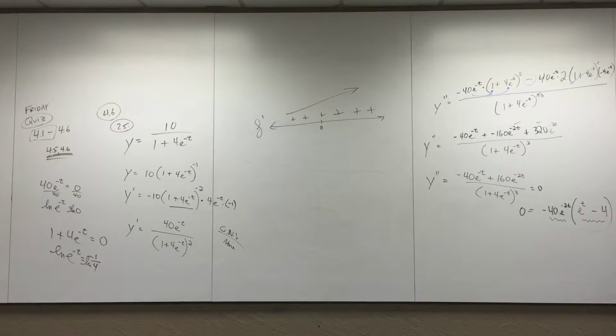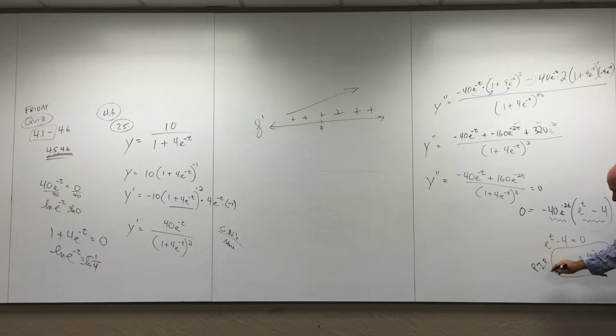When does this equal 0? I'm finally going to get it. When does e to the t minus 4 equal 0? Move the 4 over, take the natural log of both sides, and the answer is the natural log of 4. We found it. A PIP.